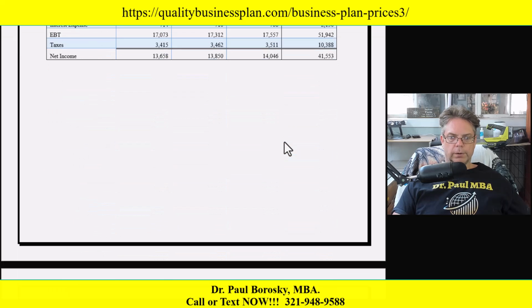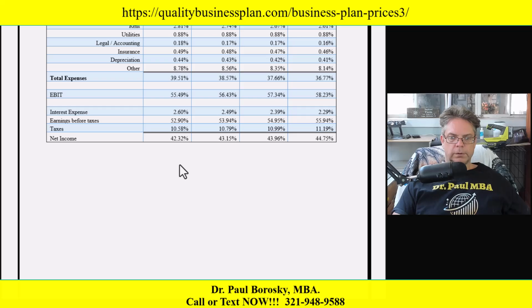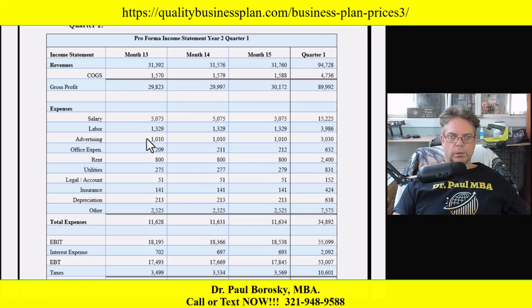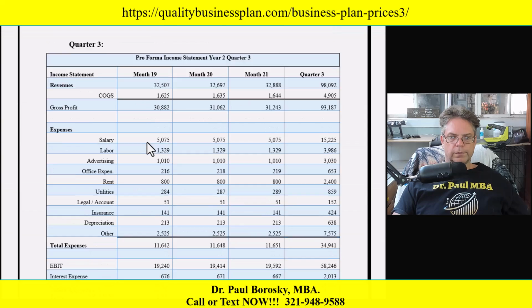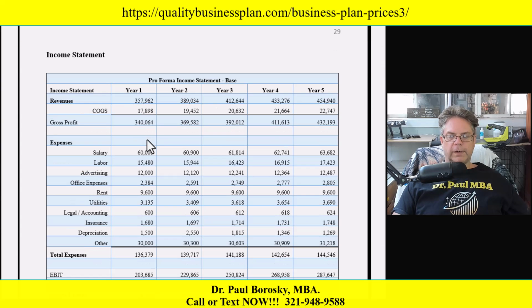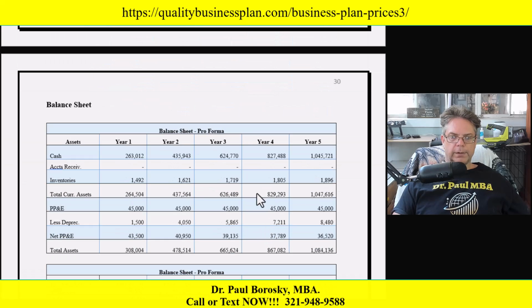Then we'll get into a common size where I compare the dollar amounts of the salary, labor as compared to revenues, just to give them a different perspective on the financials. And then we get into the profit and loss year 2, quarter 1, quarter 2, quarter 3, quarter 4. And now they're ready for the financials. Now they're ready for the pro forma income statement, which is going to be for 5 years: revenues, expenses, and net income. And then we get into the balance sheet.